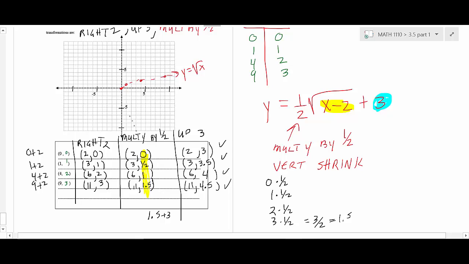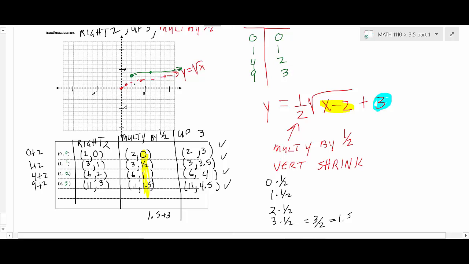Then what you would have is it looks like over 2, up 3. Then you would have over 3, up 3.5. So it's going to flatten a little bit. Then over 6, up 4. And then finally over 11, which would be over here, and up about 4.5. Okay, can you see that it flattened okay? So it did flatten by a factor of 1/2. And then you can pretty well see everything got moved over 2 and up 3.